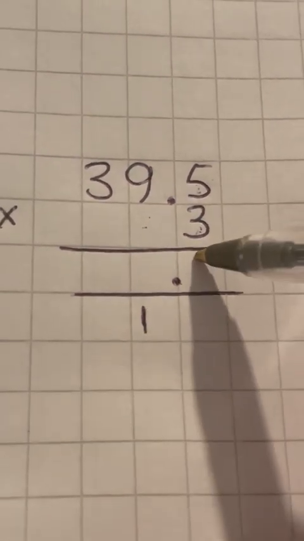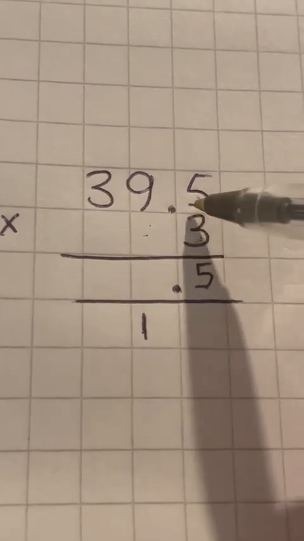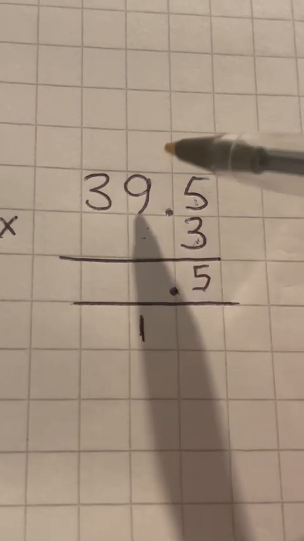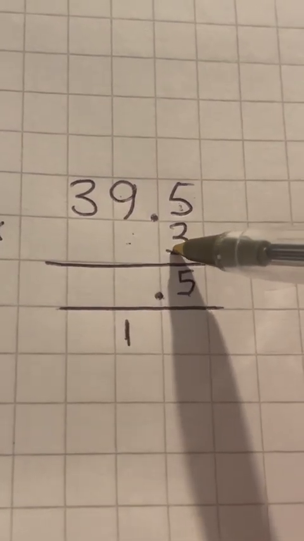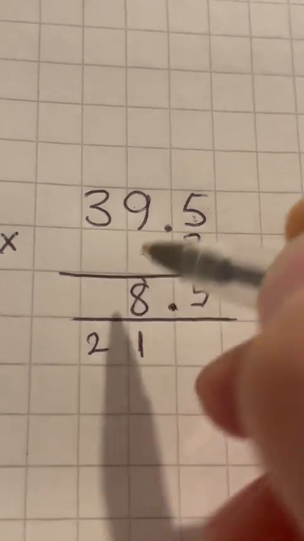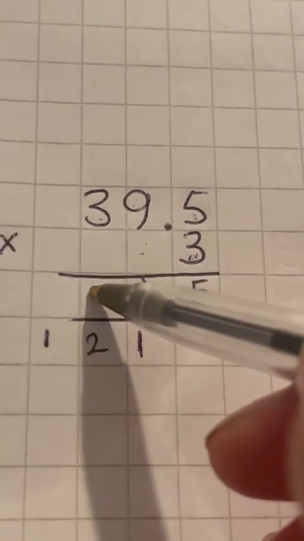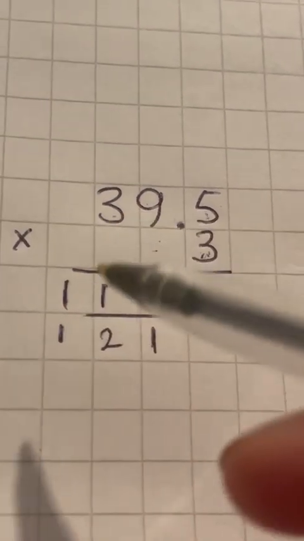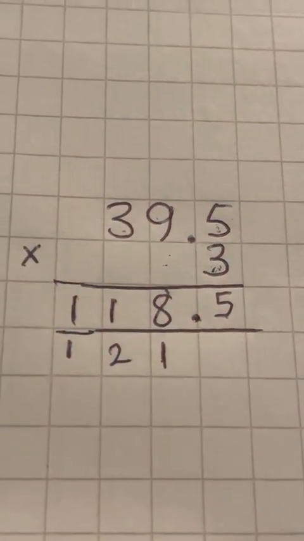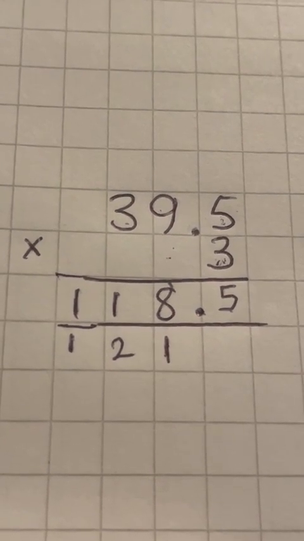So that is going to be regrouped as 1, 1 and 5 tenths because actually it's 3 times 5 tenths and not 3 times 5. Then we do 9 times 3 is 27 plus 1 is 28. Then we do 3 times 3 is 9 plus 2 is 11. And I just move that answer, make the answer box a tiny bit bigger so that my answer is 118.5.